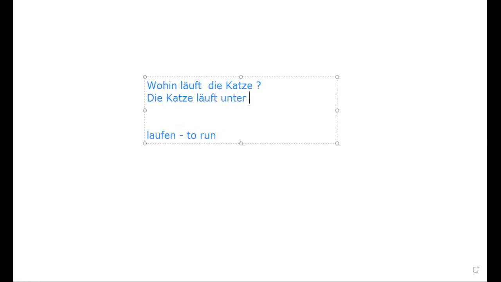Unter means under. Das Bett. Bed is das Bett. So the cat runs under the bed. We are talking about the action of the cat. So I didn't make any change in the accusative. Das remains the same, because I have given the article changes. You can check what we discussed in the accusative case. Neuter das remains the same das, because your bed is das Bett. Unter means under. Now we are talking about the position.